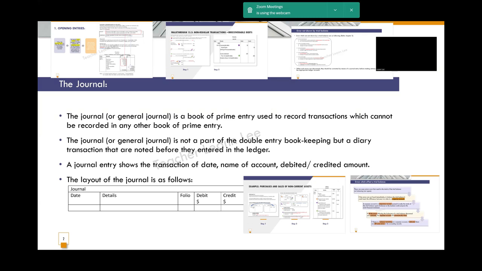So, chapter 15 is the general journal, which is the book of prime entry used to record the transactions which are not recorded in the other books of prime entry, such as the sales journal, sales return journal, purchases journal, and purchases return journal. All these four are not recorded in your general journal. So in short, except for the credit sales and credit purchases, all are put into the general journal.